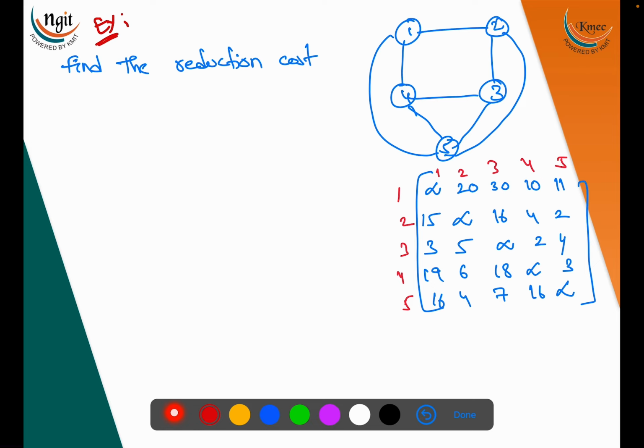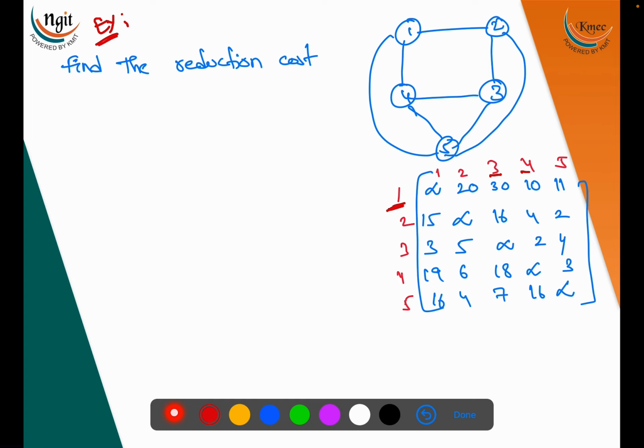Now the cost of 1 to 2 is 20. The cost of 1 to 3 is 30. The cost of 1 to 4 is 10. Like this you have to assume. Now, what are we looking for? We want to get the minimum cost. For this, what we will do is find out the cost of the matrix first of all.